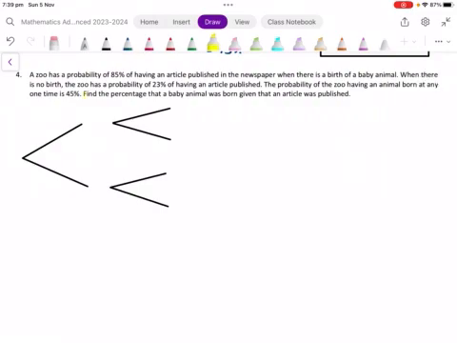Okay, so here is our question. Find the percentage that a baby animal was born given that the article was published. That's what we're being asked to do. So probability of baby born given article published. What we're going to do is use this information, put it in a tree diagram to help us out. The first thing we're going to do is let, and I'm just going to write this underneath, let B equal birth of baby animal, and let A equal article published.